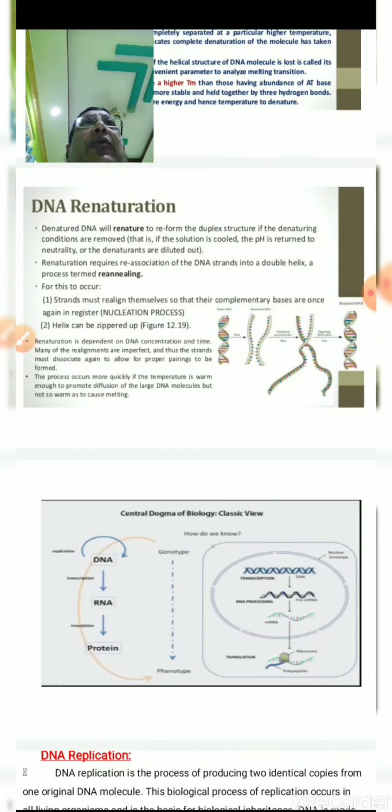Or to reform the duplex structure, if the denaturing condition is removed, that is, the solution is cooled, the pH is returned to neutrality, or the denaturants are diluted out. Renaturation requires reassociation of the DNA strands into the double helix, a process termed reannealing. For this to occur, strands must realign themselves so that the complementary bases are once again in register. That is the nucleation process. A helix can be zipped out, and then zipped up again.